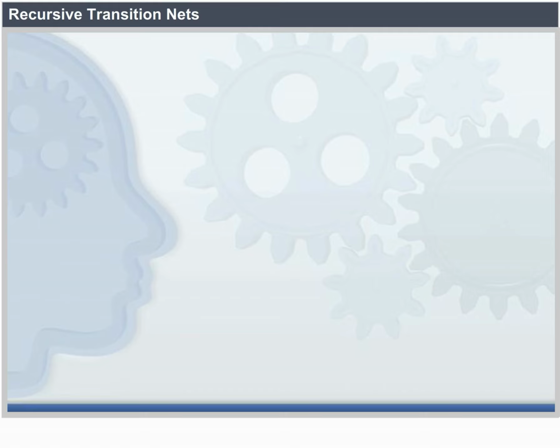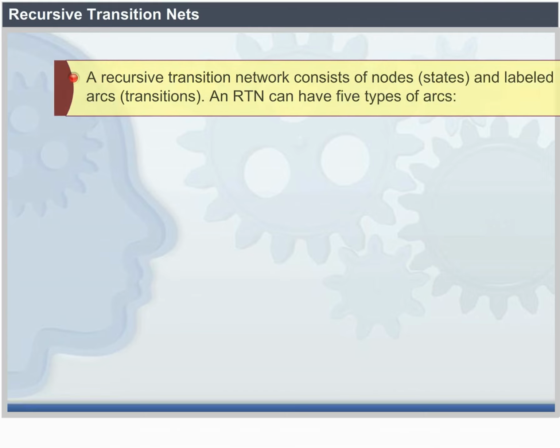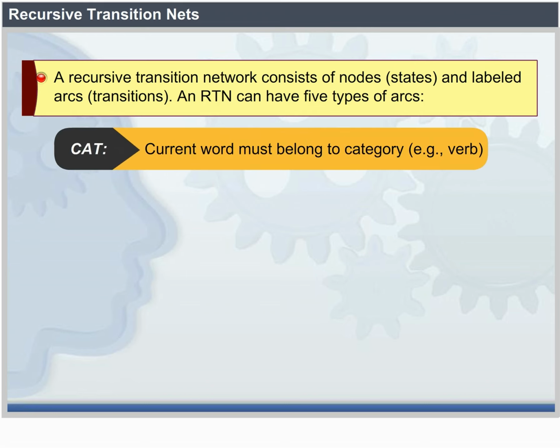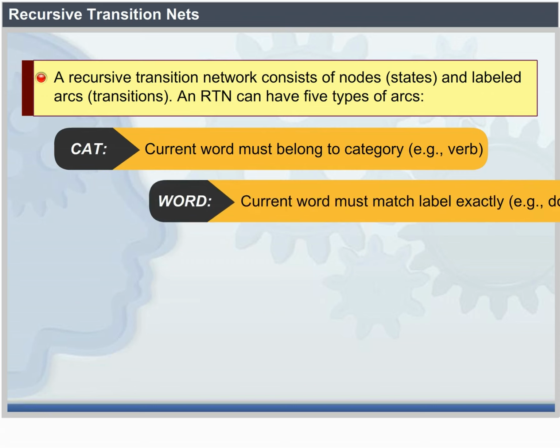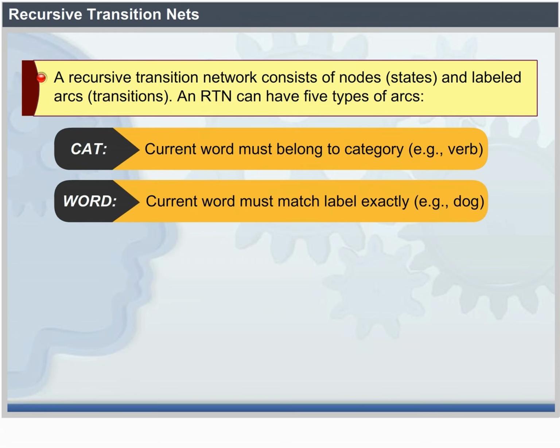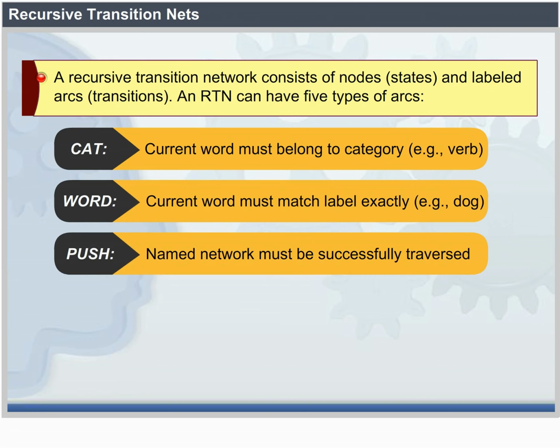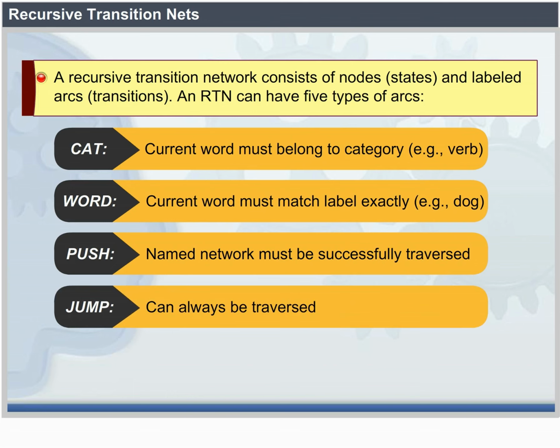Recursive transition networks. A recursive transition network consists of nodes, states, and labeled arcs, transitions. An RTN can have five types of arcs. Cat: current word must belong to a category, example, verb. Word: current word must match the label exactly, example, dog. Push: a named network must be successfully traversed. Jump: can always be traversed.